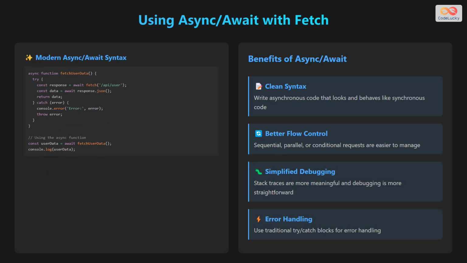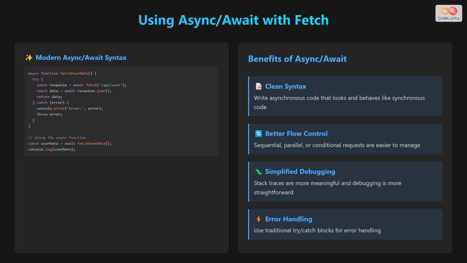Using async and await with fetch makes asynchronous code look and behave more like synchronous code. It helps in managing flow control for sequential, parallel, or conditional requests. It also makes debugging simpler by providing more meaningful stack traces. Additionally, it allows the use of traditional try-catch blocks for error handling.